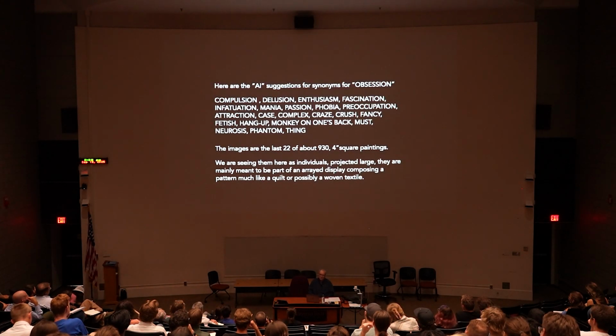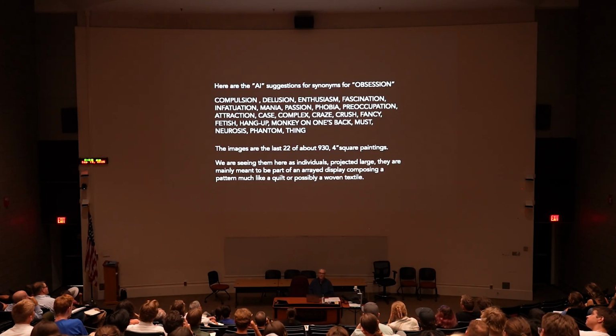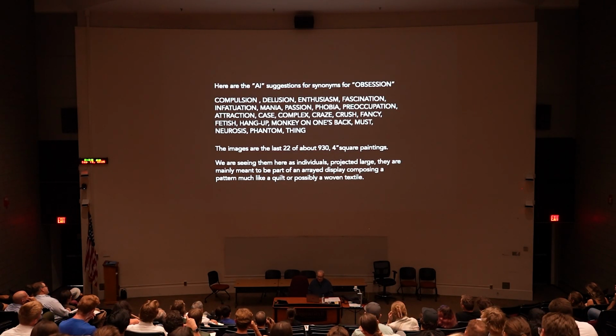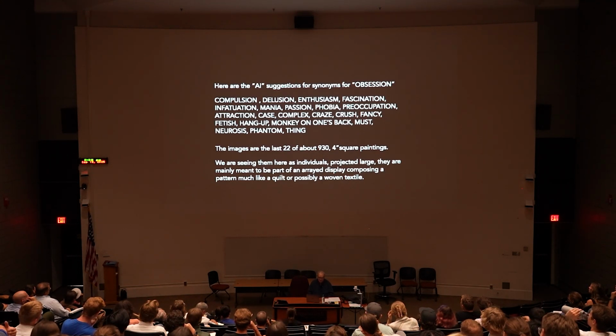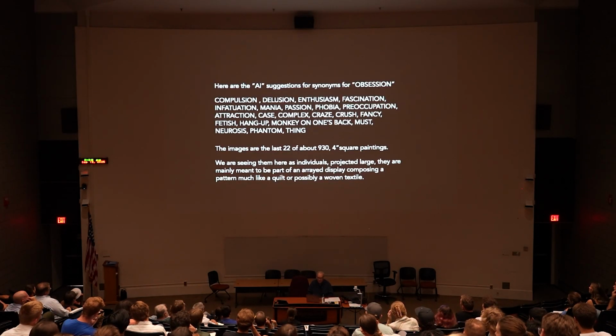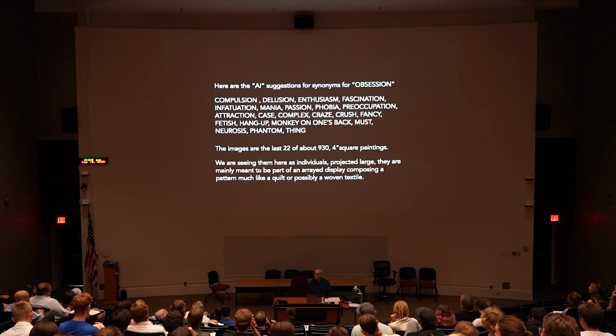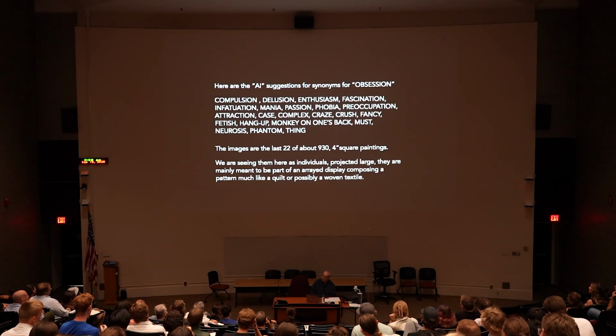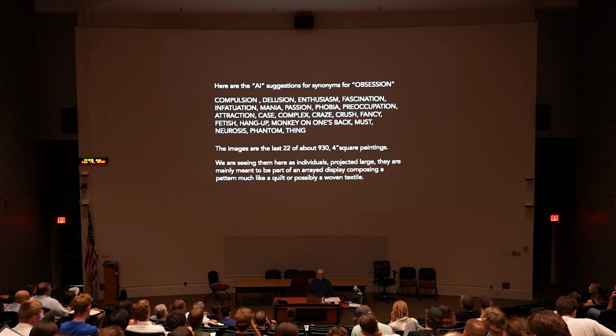So these images are the last 22 of about 930 4-inch square paintings. In reality, they're 4 inches square, and we're seeing them here as individuals projected large. They are mainly meant to be part of an array displayed composing a pattern, much like a quilt or possibly a woven textile. So hopefully in the spring, we're working on the dates, and then I've got to figure out the problem of putting them up. So you'll get the chance to see them.